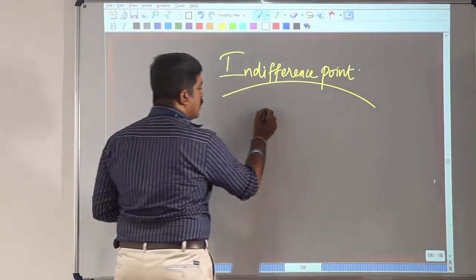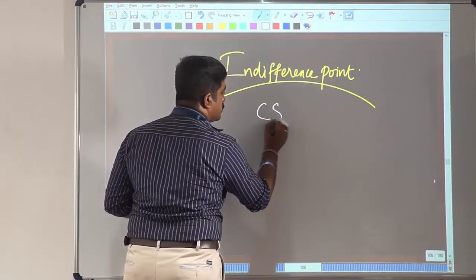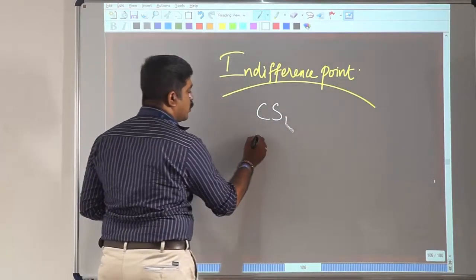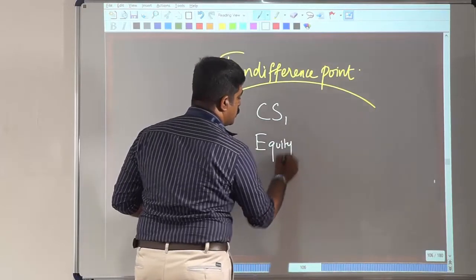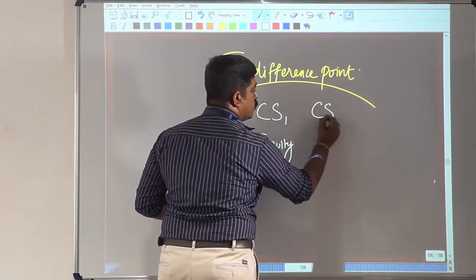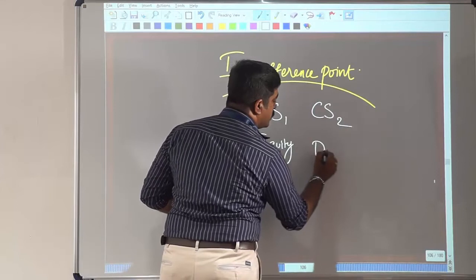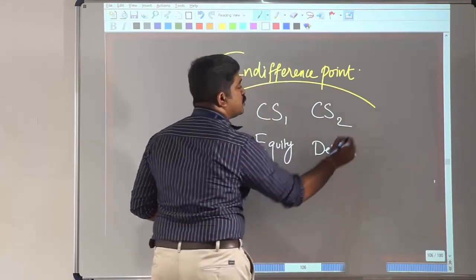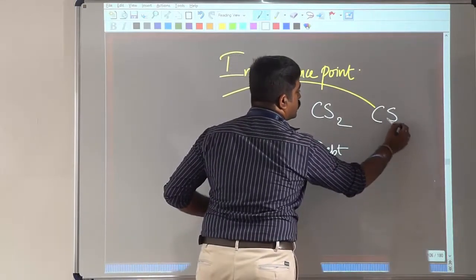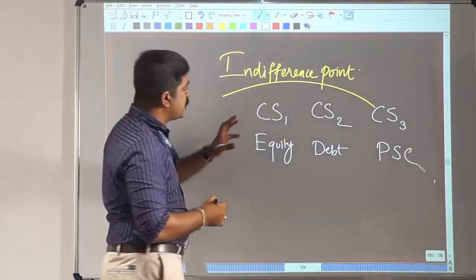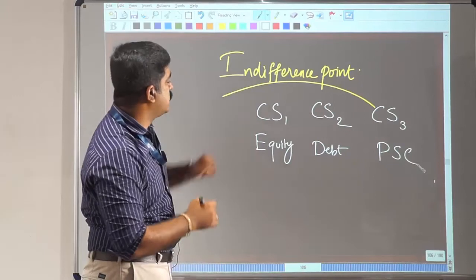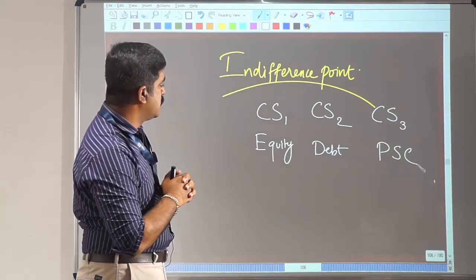Say for example, let's say you are going to try capital structure 1 where you will go only with equity. Let's say you are going to try capital structure 2, where you will have debt. Let's say you are going to try capital structure 3 where you are going to try preference share capital. So you can try different capital structures.